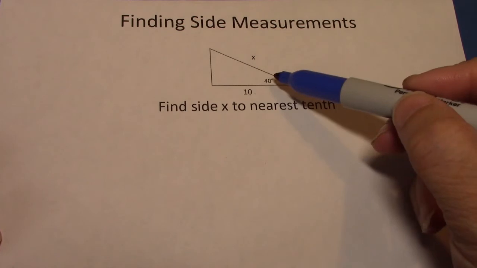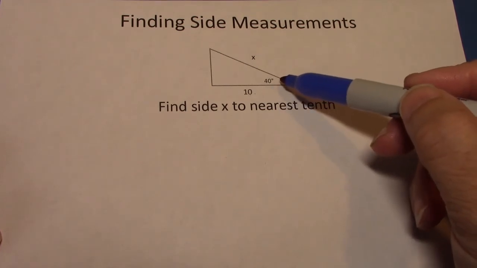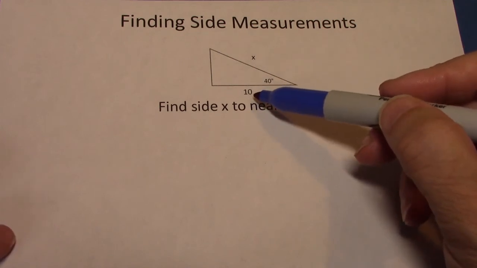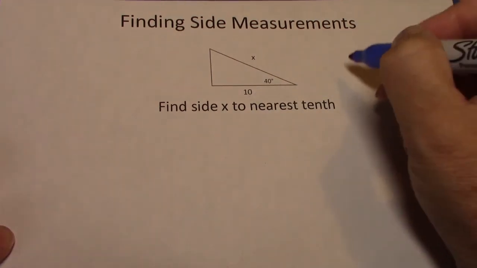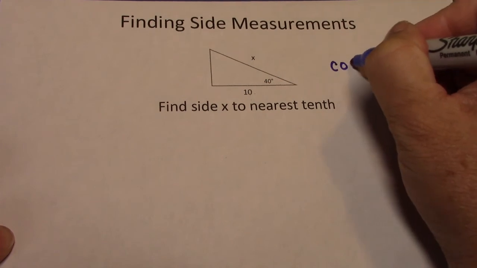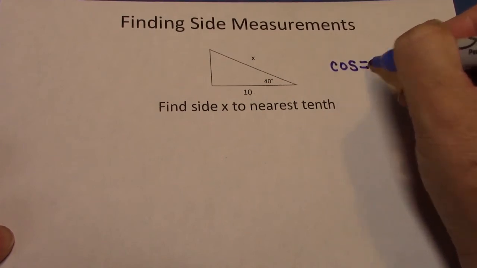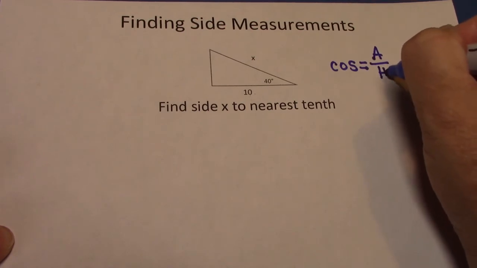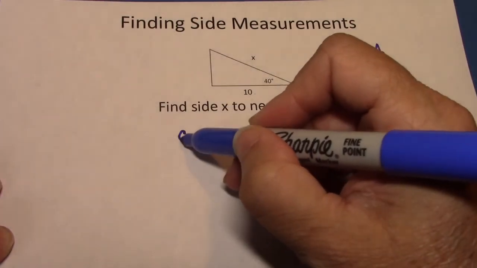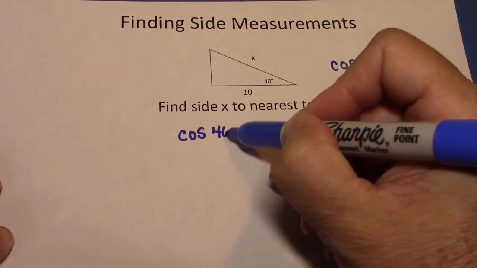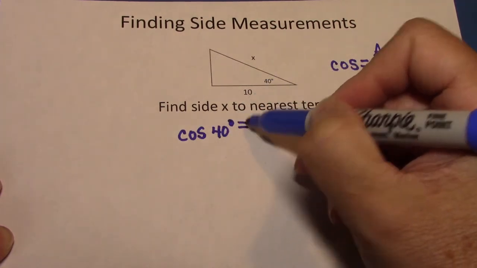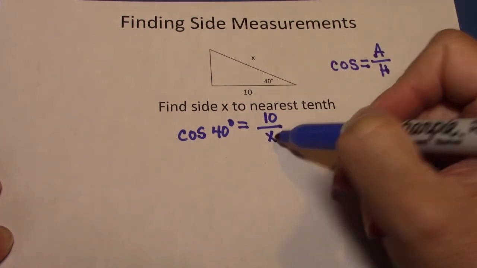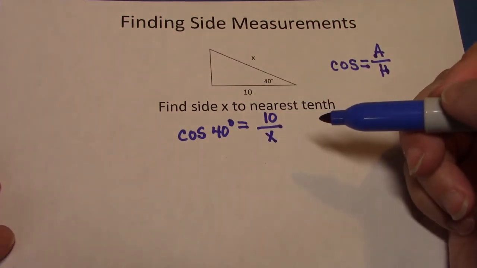Here's another example of finding a side measurement. Here we have another right triangle with a 40-degree angle here. This time we're looking for the hypotenuse, and we know the adjacent side. So that's going to be the cosine ratio. Cosine is adjacent over hypotenuse. So we can say that the cosine of 40 degrees equals the adjacent side, that's 10, and the hypotenuse is x. That's what we're looking for.